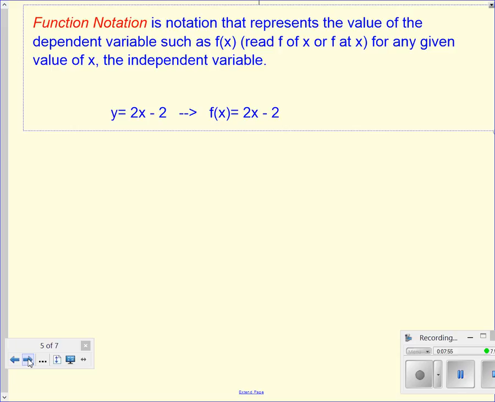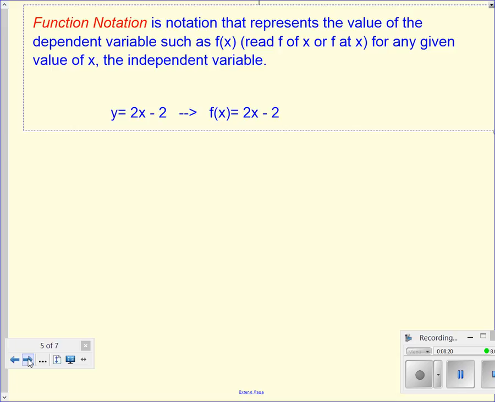Now, the last thing I want to tackle in this video is function notation. This is a bit mathy, but it's essentially notation that represents the value of a dependent variable, such as f of x or f at x, for any given value of x, the independent variable. So this is taking a look at our input and output idea.